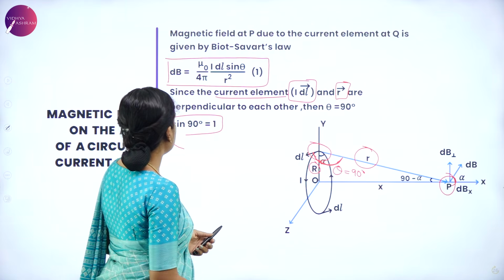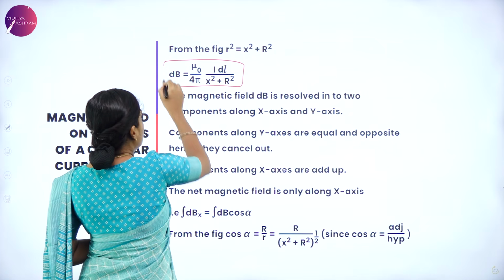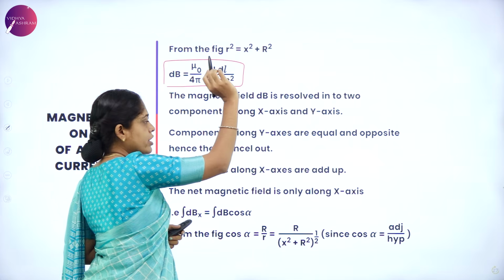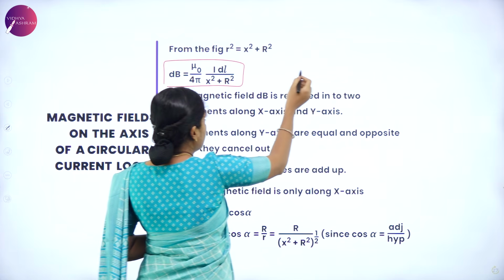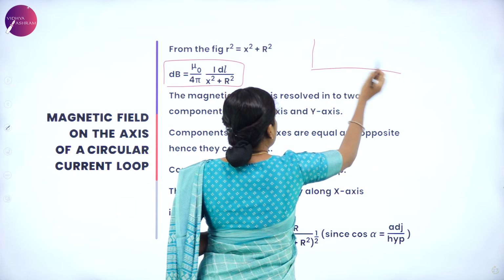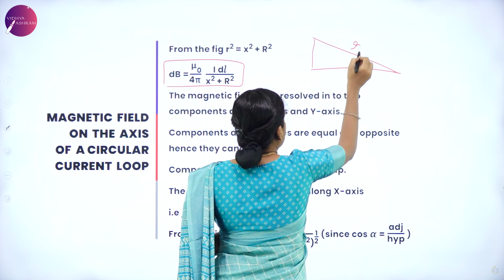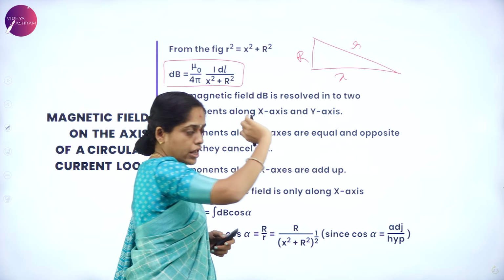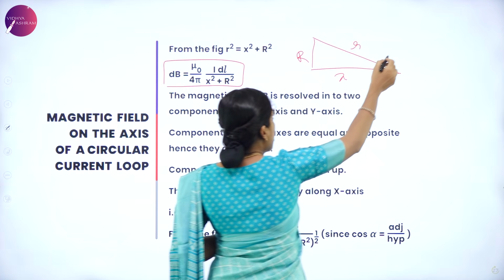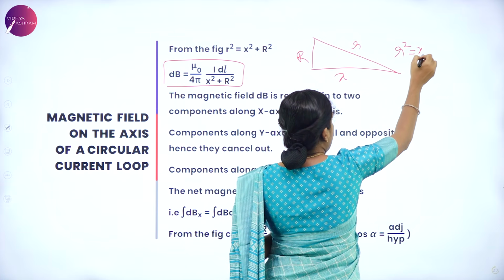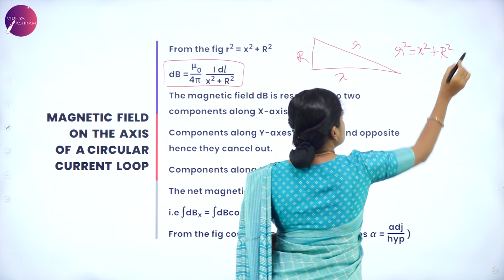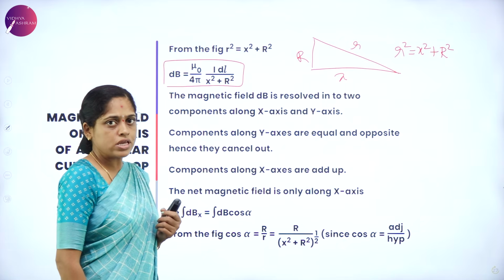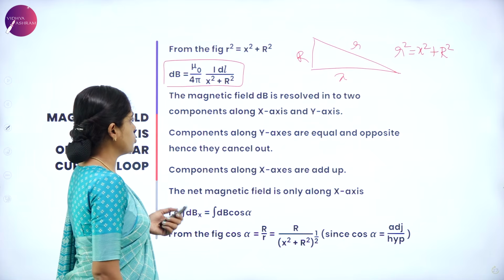In the next step, dB is equal to mu naught by 4 pi I dl, since sine 90 value is 1. And using the Pythagoras theorem, we have r and x in this triangle. Find out r square: r square is equal to x square plus R square. So, in the place of r square, what we have is x square plus R square.